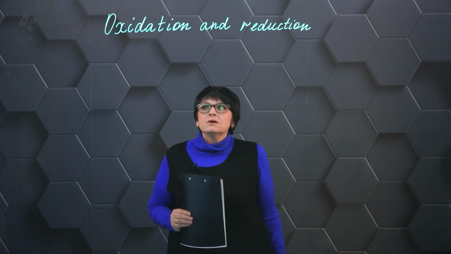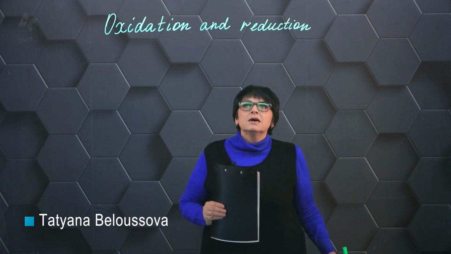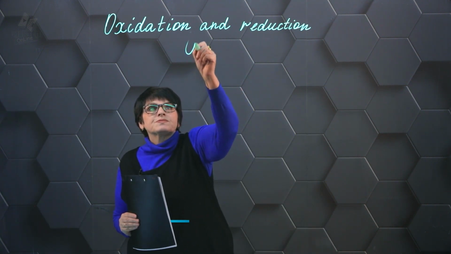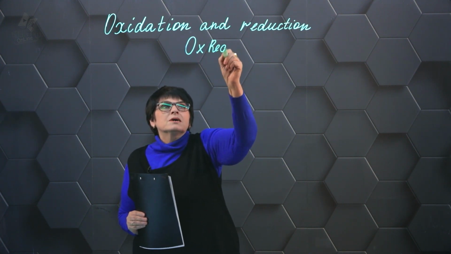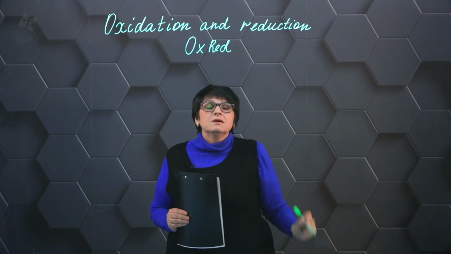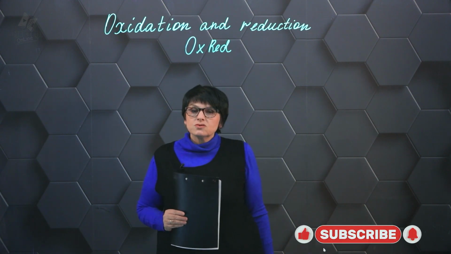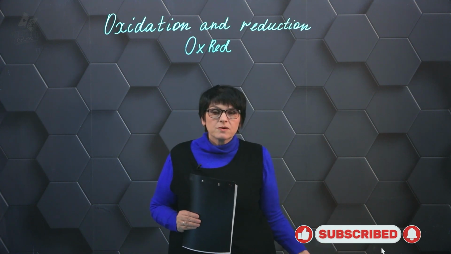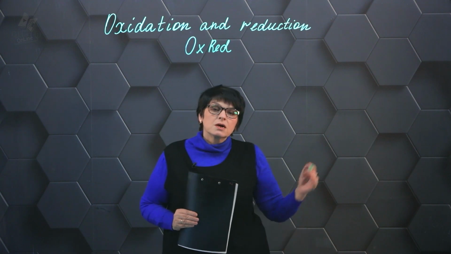Hello, today we are continuing to look at redox reactions. These reactions are sometimes written in a diagram like this. And this diagram shows the first letters of these processes, oxidation, reduction. As we found out in the last lesson, these are very complex processes in which electrons are moved from the element that gives up electrons to the element that accepts those electrons.